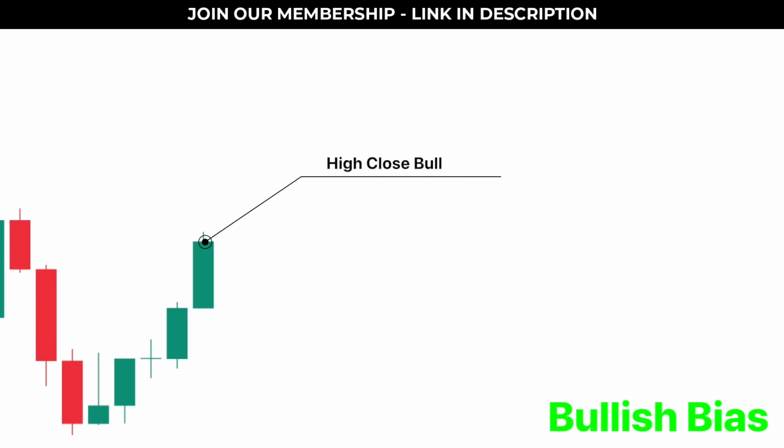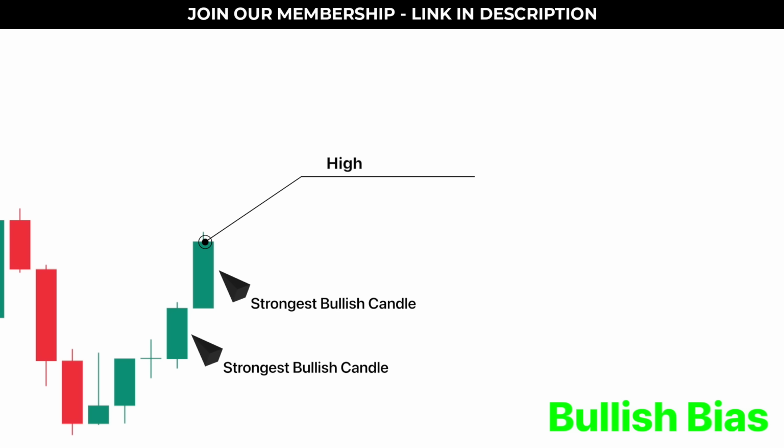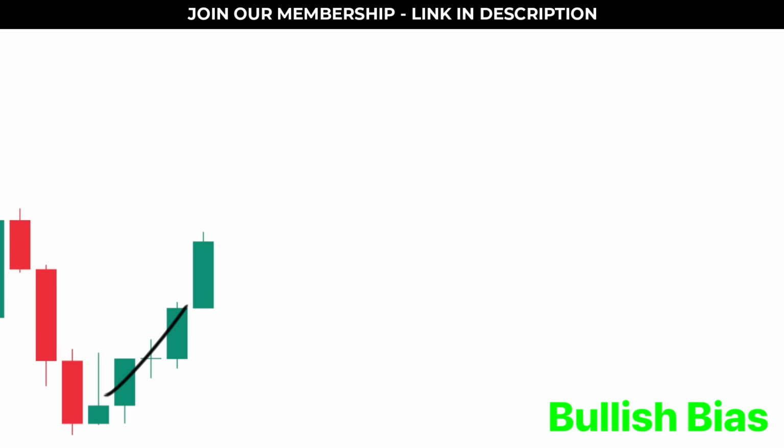The next candle is also a high close bull candle. Two of these strong patterns in a row. This means that the buyers have shown serious interest and are pushing the prices higher. Next, we have a low close range candle.